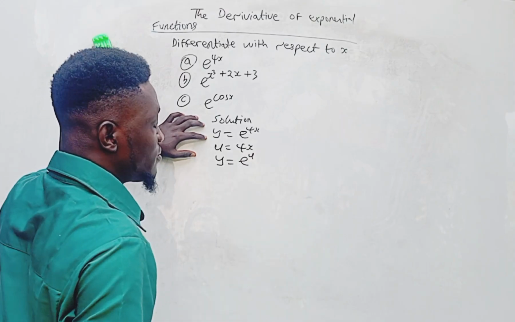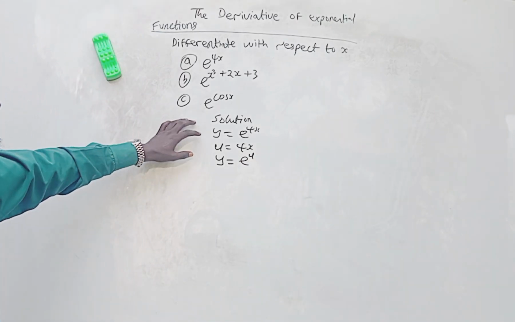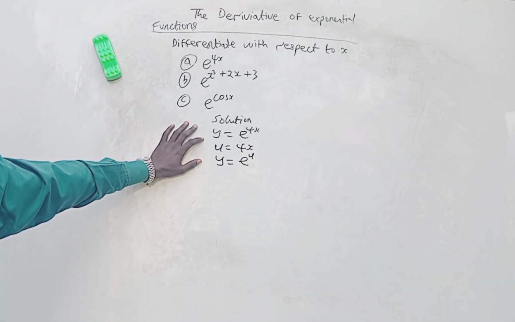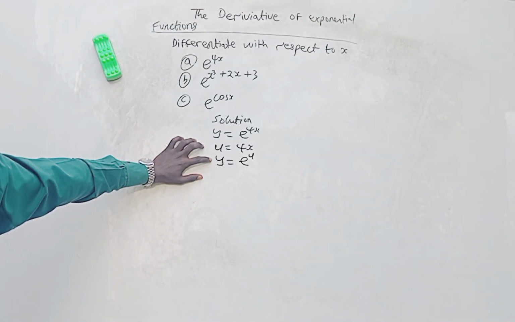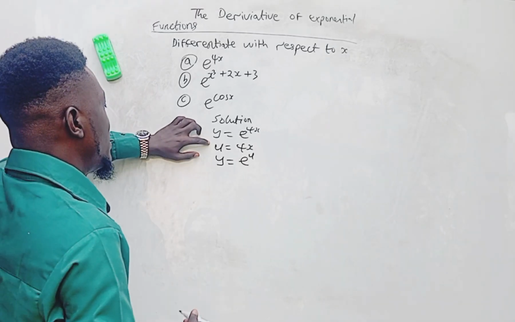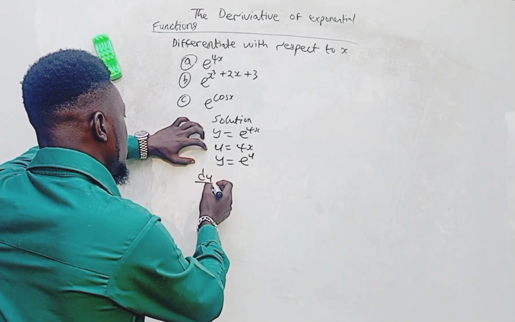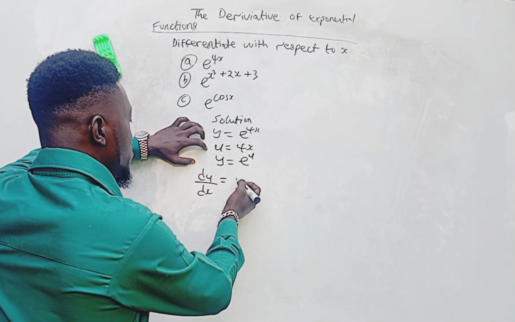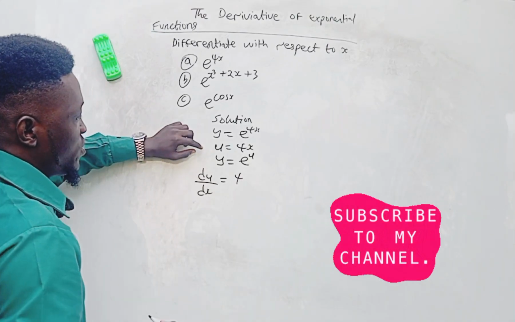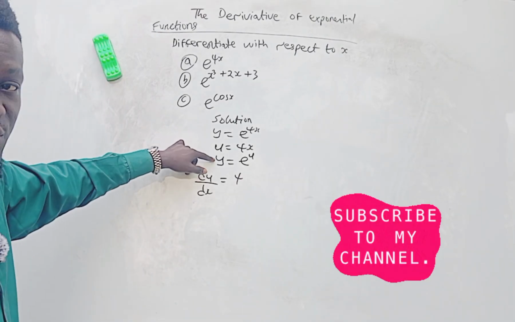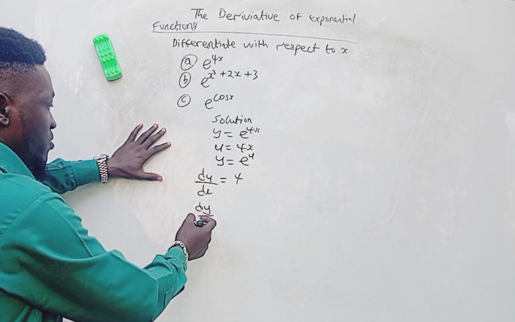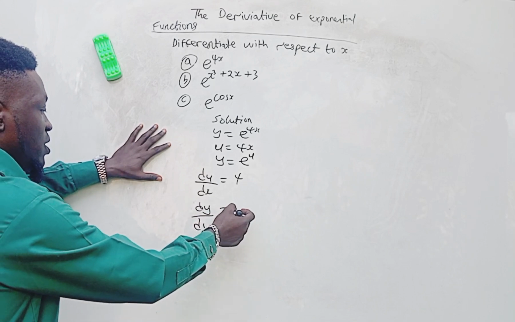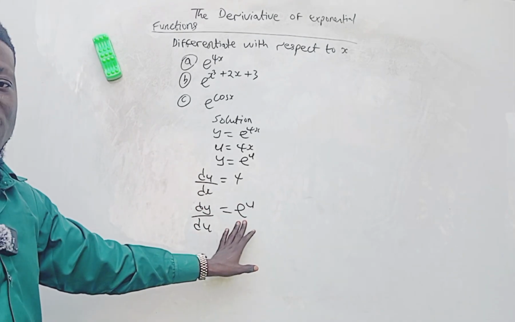Remember, we are trying to differentiate it. If you are differentiating it, each of the u and the y must be differentiated, isn't it? So du over dx will be equal to 4. Our dy over du is equal to e raised to power u, because this one does not change.